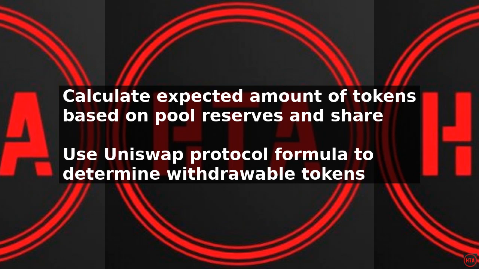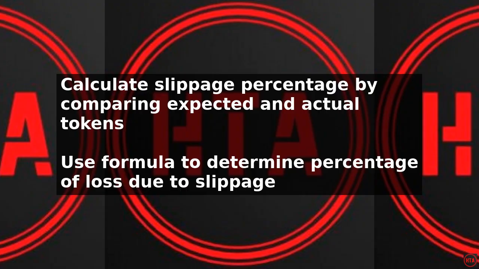Once you have the expected amount of tokens, you can calculate the slippage by comparing it to the actual amount of tokens you receive after removing your liquidity. The slippage percentage can be calculated using the formula: slippage percentage equals 1 minus the actual amount received divided by the expected amount, times 100. For example, if you expect to receive 100 tokens but only receive 95, the slippage percentage would be 5%. This means that you incurred a loss of 5% due to slippage.